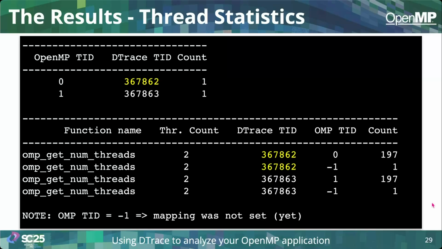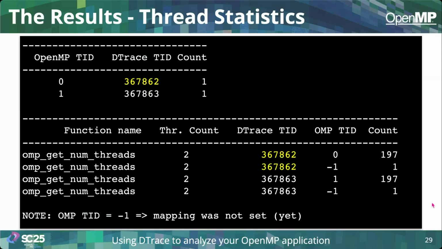Then the second table, I was looking at OMP get num threads. That returns the total thread count. And what you see, the value is always 2. When you look at the count value on the last column, you see that those functions are called by each thread 198 times. And 198 times, I get the value of 2.